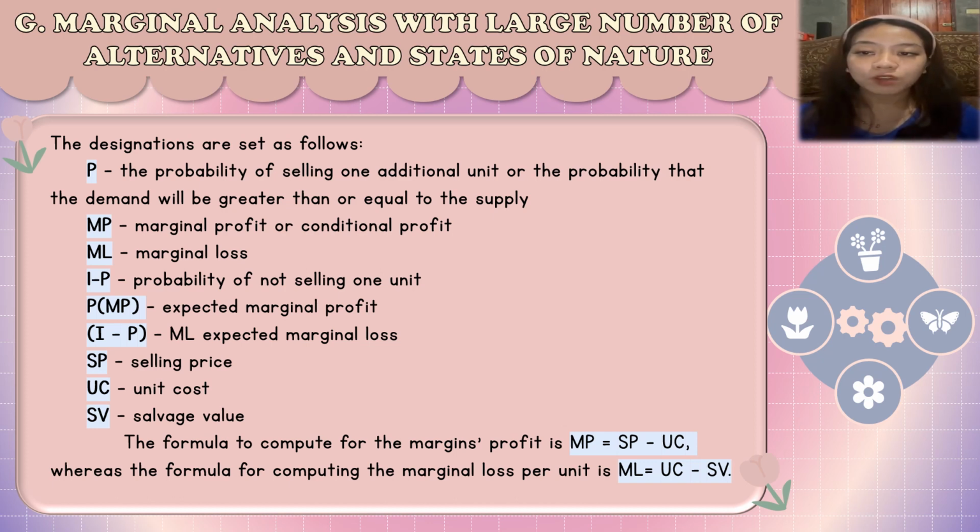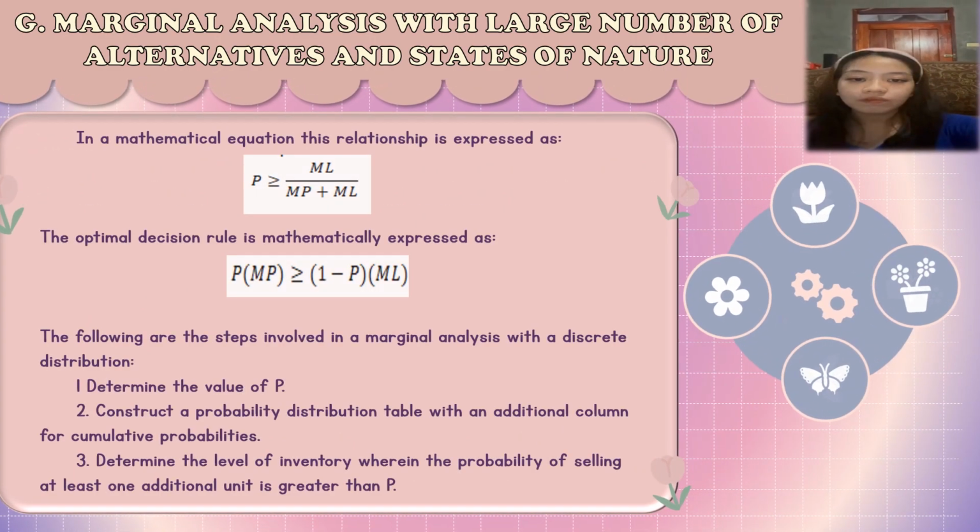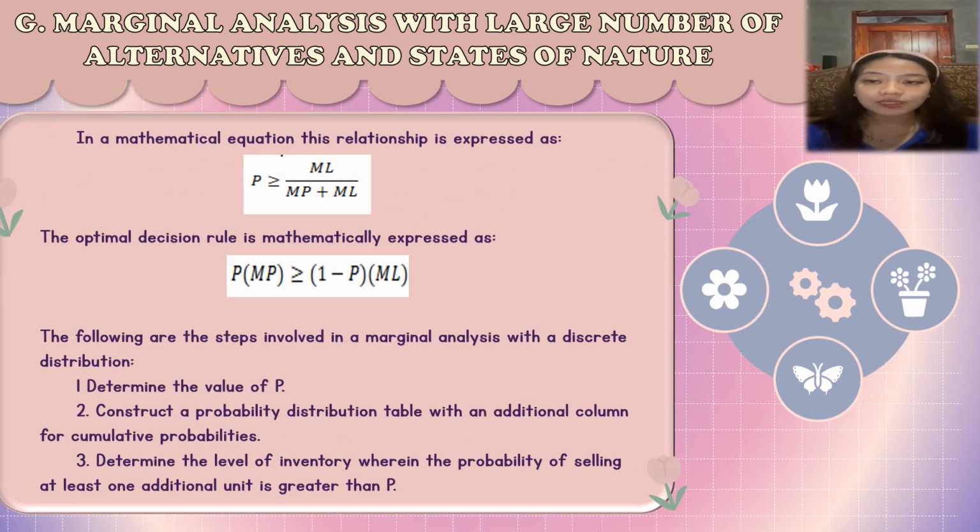The formula to compute the marginal profit is: marginal profit equals selling price minus unit cost, whereas the formula for computing the marginal loss per unit is: marginal loss is equal to unit cost minus salvage value. The basic premise in a marginal analysis is that it is favorable for the business to add a unit or product to the inventory if the marginal profit is equal to or more than the expected marginal loss. It is the probability of optimal stocking.